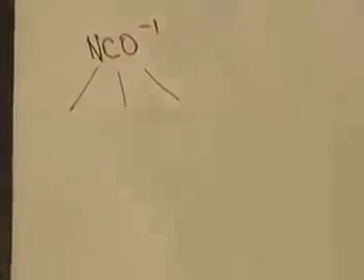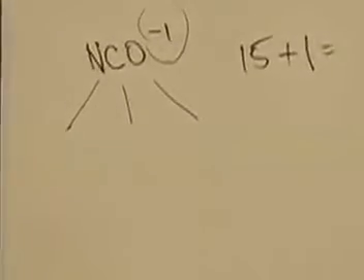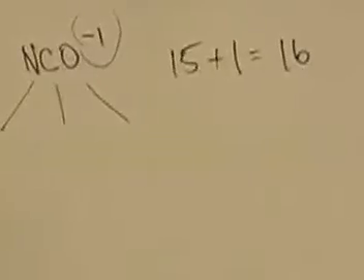Look on the periodic table to find out how many valence electrons N, C, and O have. Carbon has 4 valence electrons, nitrogen 5, oxygen 6. So 4 plus 5 plus 6 gives me 15. Notice it also has a negative 1 charge, which means I need to add 1 electron. The reason it has a negative 1 charge is because it has an extra electron. So there's a total of 16 valence electrons to use.